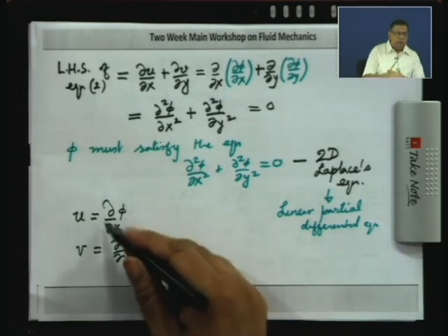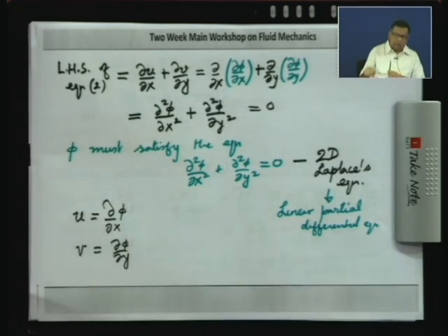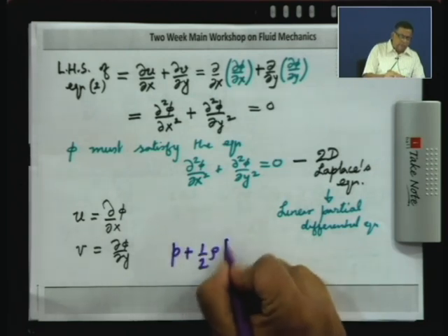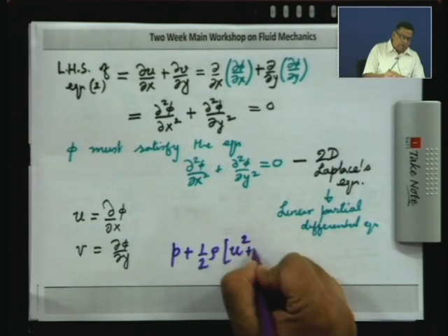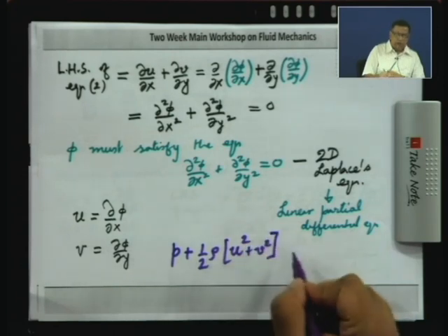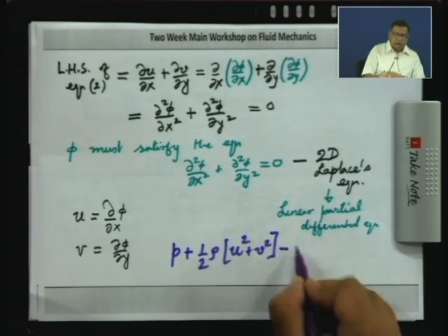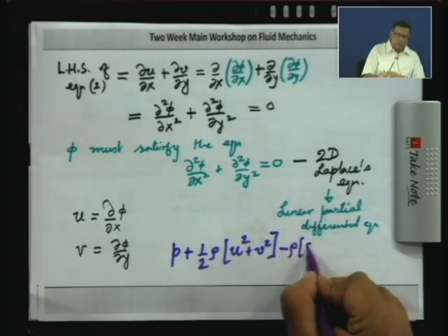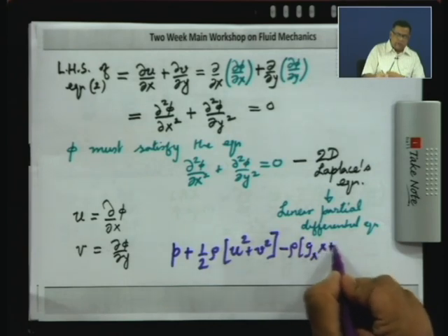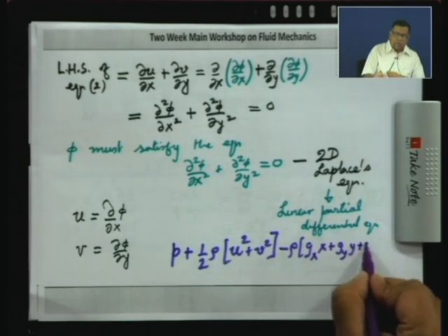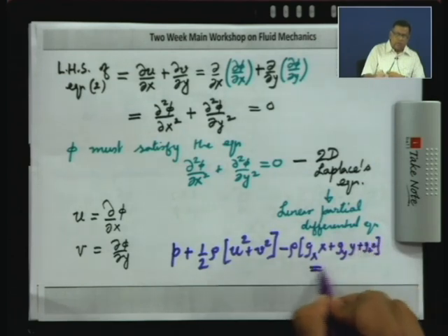And once you have u and v, you can find pressure using this relation p plus half rho v square, where v square will be u square plus v squared, because that is the magnitude of the velocity squared. And if I use a coordinate system where z is vertical, then plus rho g z equal to 0, or you can write it as minus rho g x x plus g y y plus g z z equal to constant.